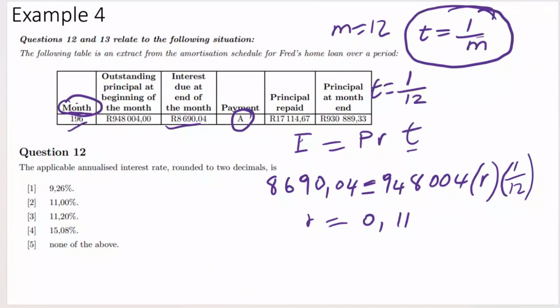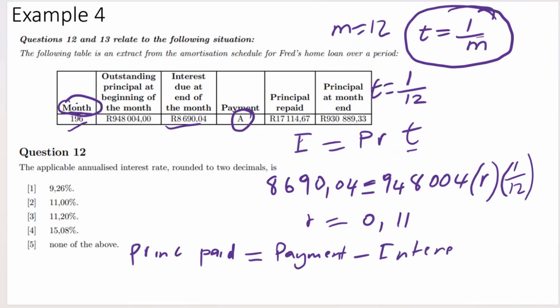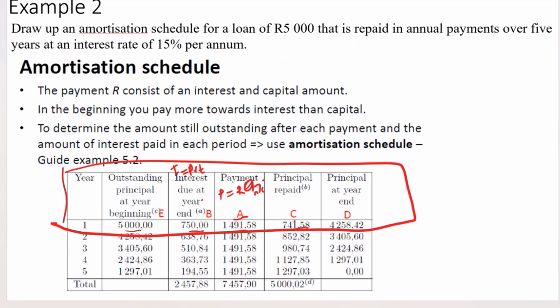Now you can calculate your A without going to calculate that amortization formula. Once you've got your principal, the principal that is paid is equal to the payment minus the actual interest. That is the formula. Where do you get that formula? You need to memorize it, because it's not going to be given to you. You just need to memorize these different ones: your E, your B, your A, your C, your D.